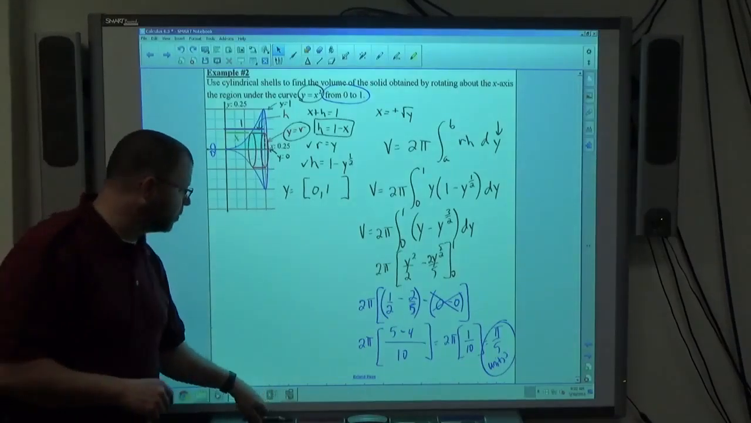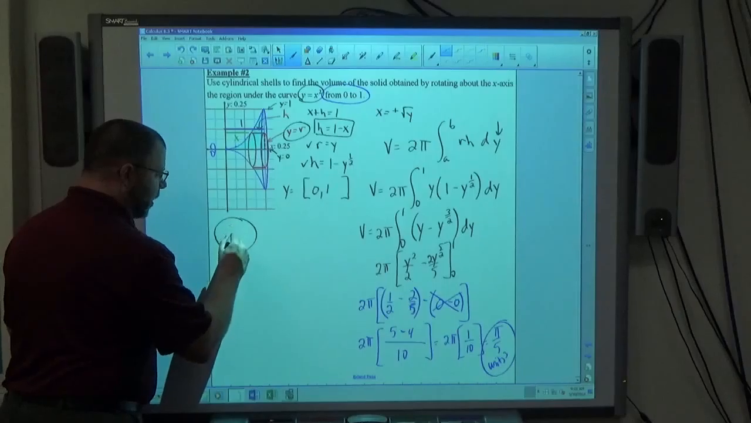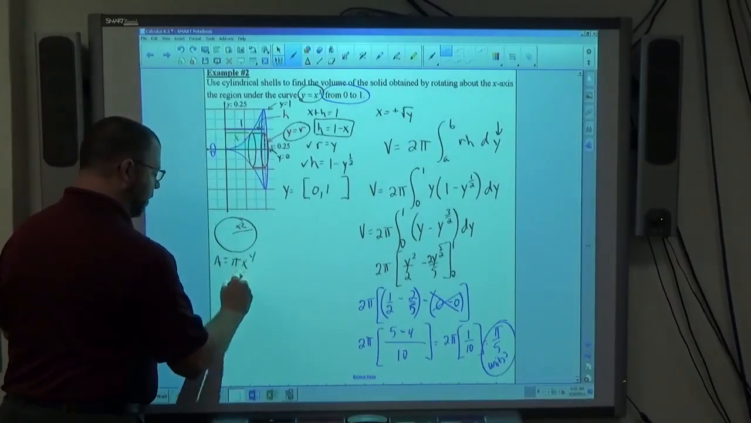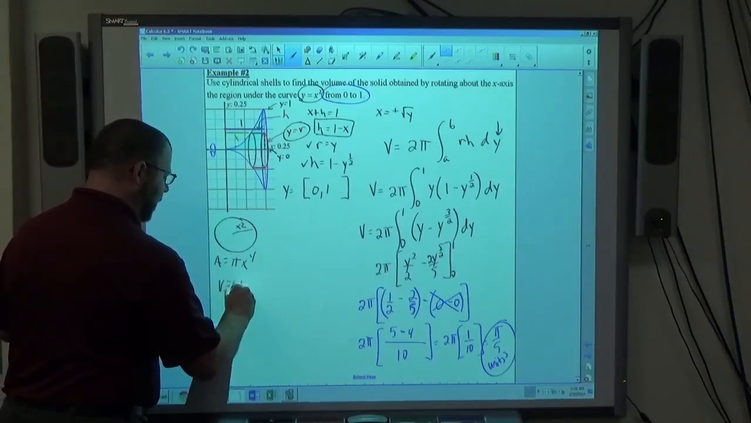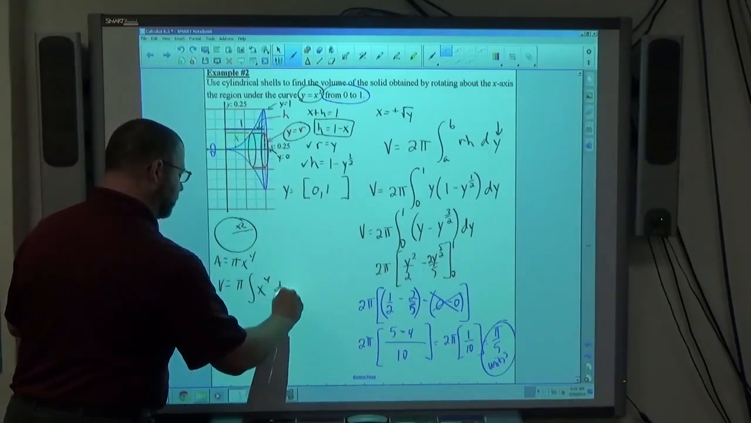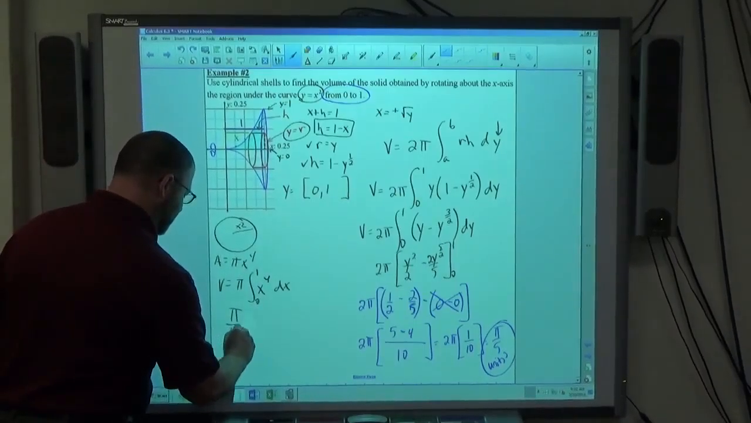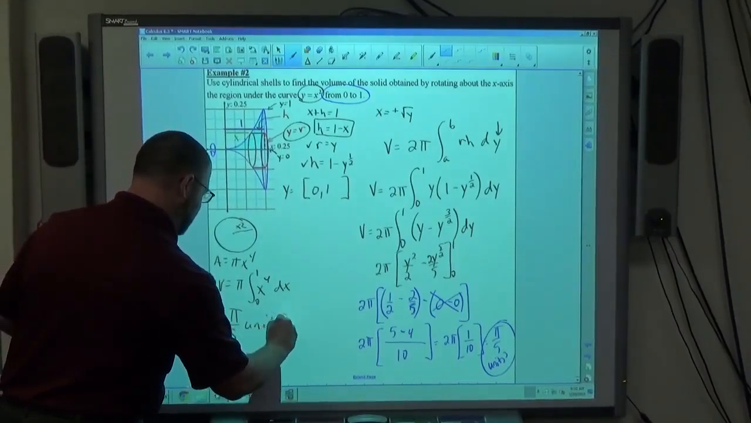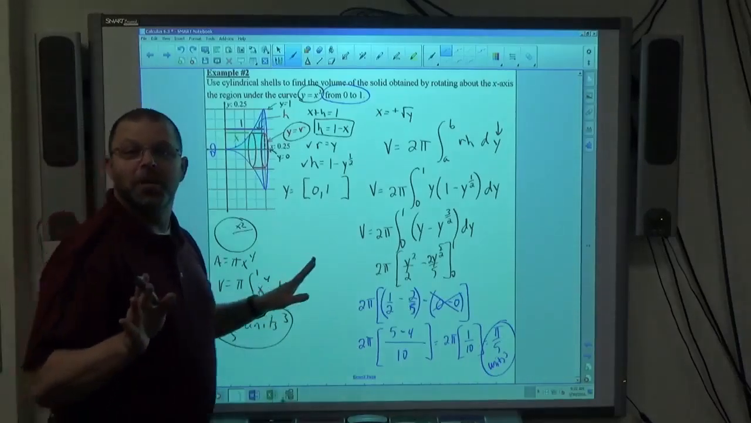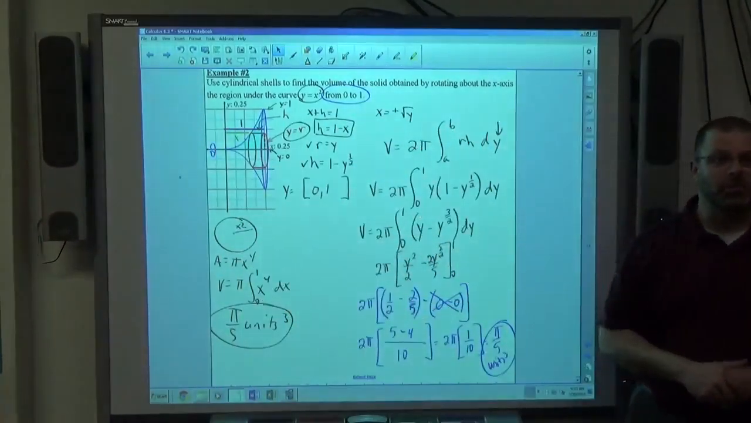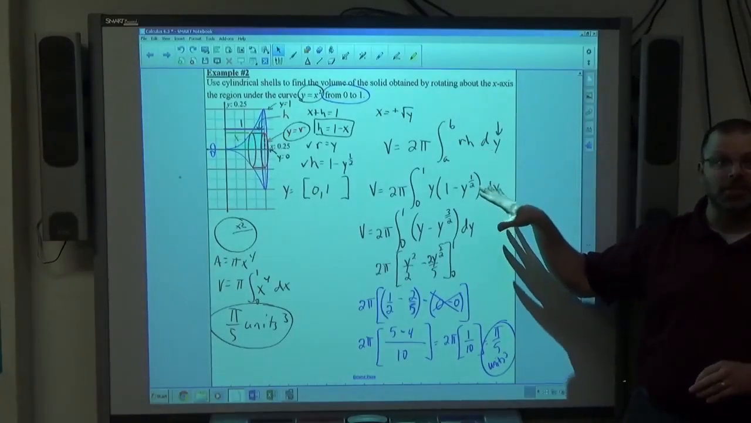And just to remind you, there was the cross-section radius of y, which is x squared. The area of that was pi x to the 4th. The integral was volume is equal to the integral of pi x to the 4th dx from 0 to 1. And that got us pi over 5 units cubed. Very little mess, right? Much easier. But that's not always available to you. This is sometimes necessary to be done.